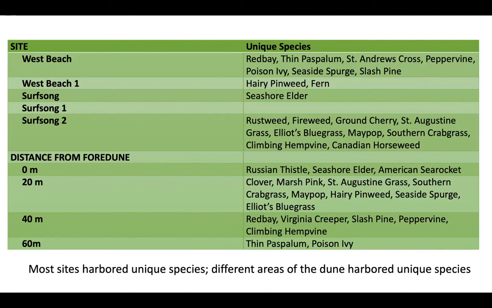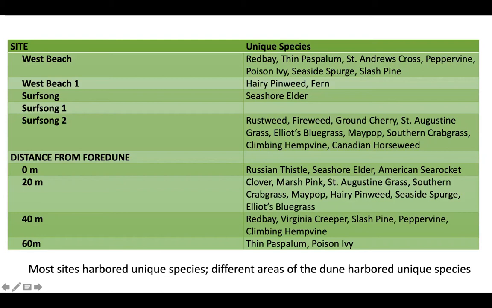If we look at the types of species we found, in particular what I want to focus on here are unique species. You can see that pretty much every single site we sampled had some complement of unique species, okay? So for example, West Beach 1 had a fern, which I was not able to identify the species of, but it's a unique fern, and a species called hairy pinweed. Whereas Surf Song had seashore elder. Whereas Surf Song 2 had a bunch of unique species. And what I mean by unique is that we found them at Surf Song 2, but we didn't find them at the other 4 sites, okay?